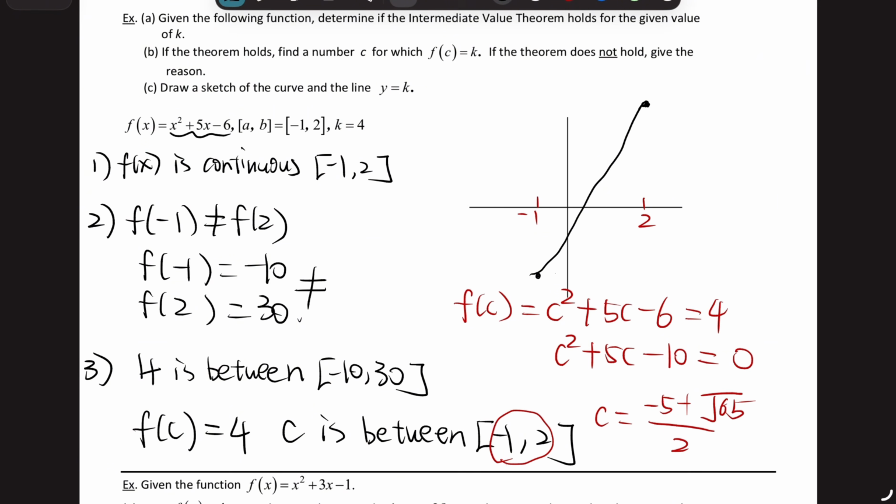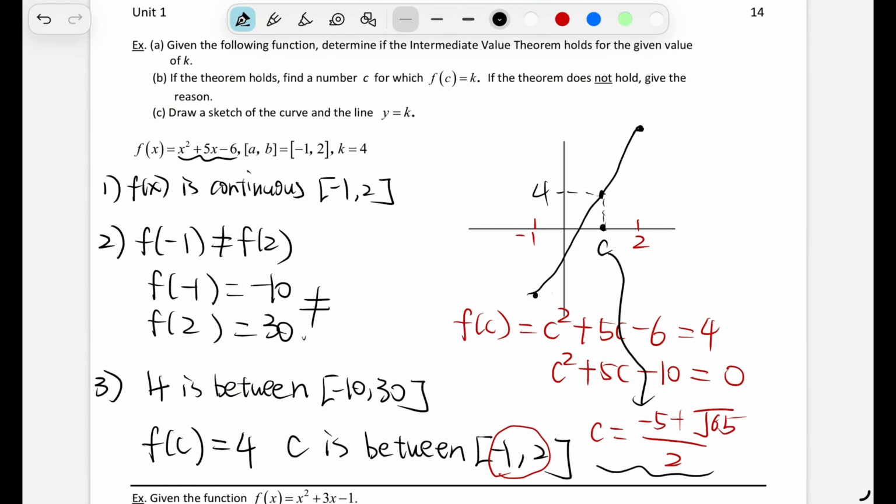Since 4 is between this value and this value, there must exist a value c that will let the function be the value of 4. And we just calculated the value that is this, so it's between this. Okay, this is c, and c is this one.